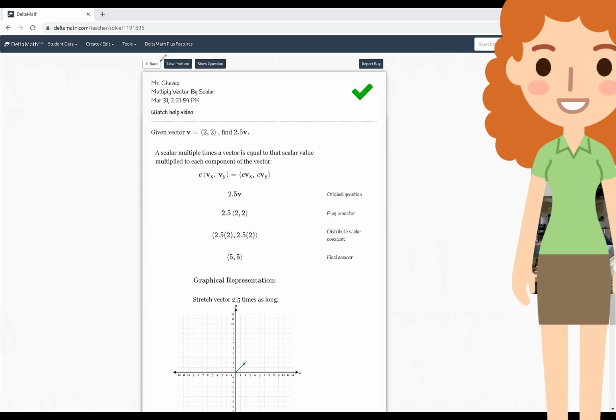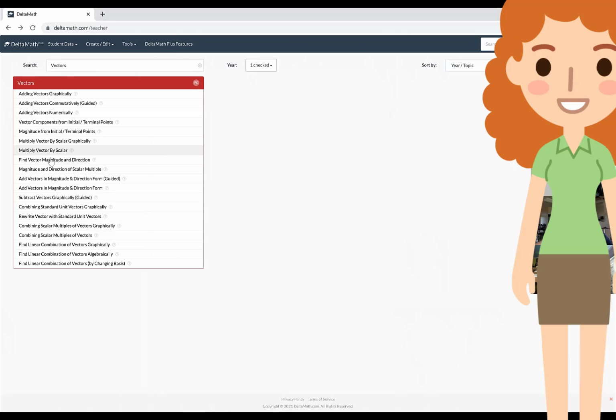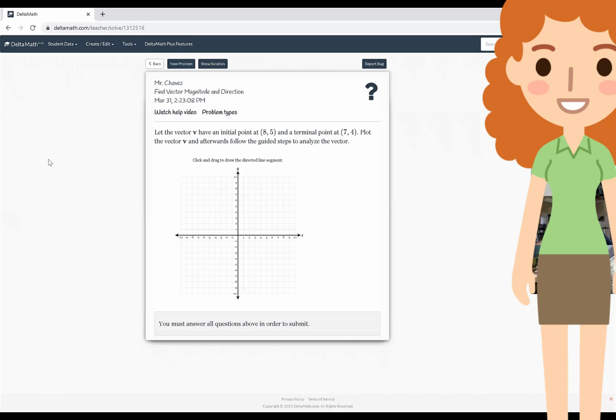So let me show you. Close this. And let's see what we get. These right here, magnitude and direction. So I'm going to go slow. And if you have an issue, let me know and we'll talk about it.